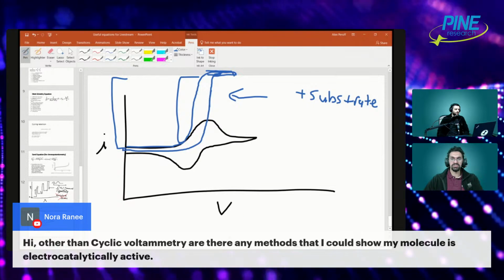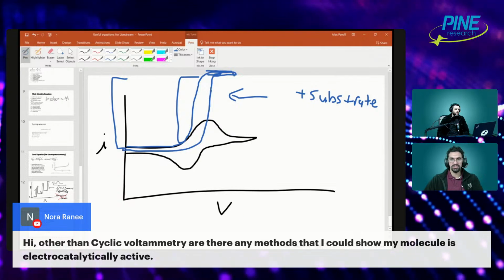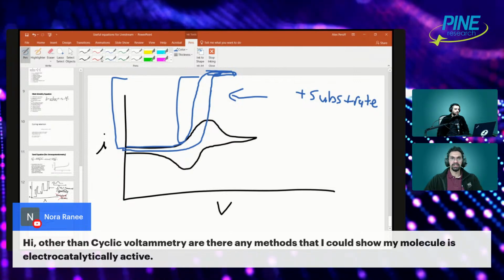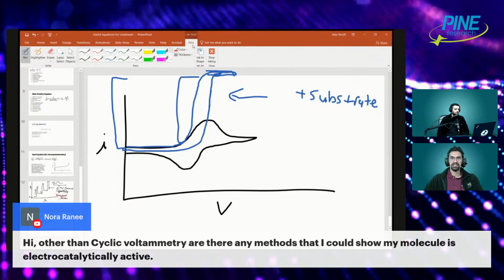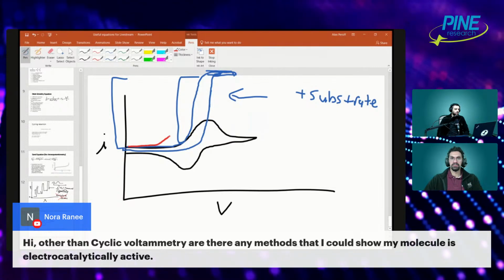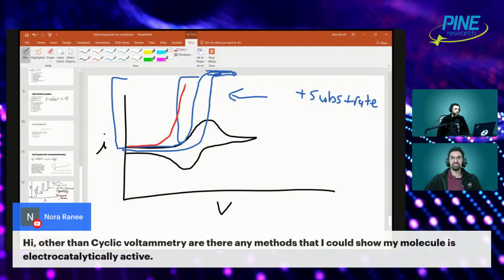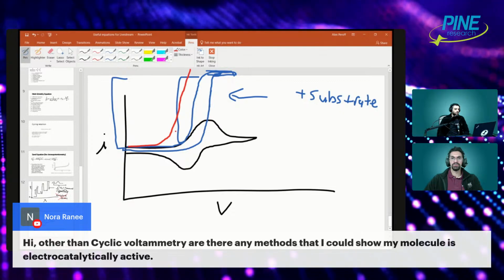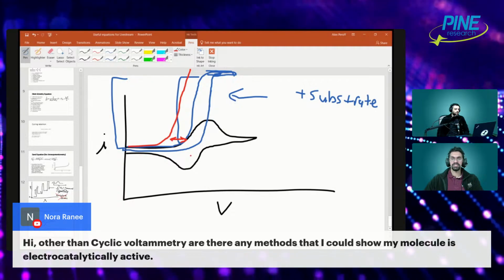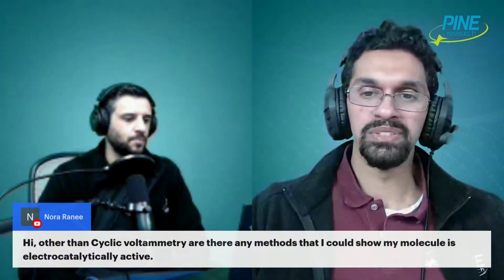This is especially true for homogeneous catalysts, but for heterogeneous catalysts it's the same thing. You may even get a different onset potential. It may start going up at a potential that's shifted because your system's catalytic. So CV is really the best.